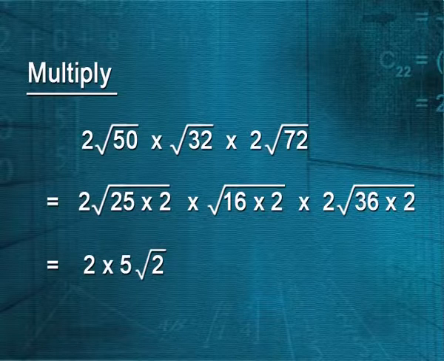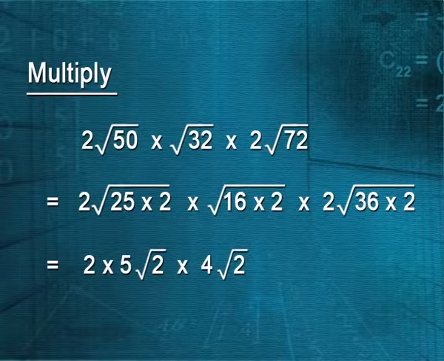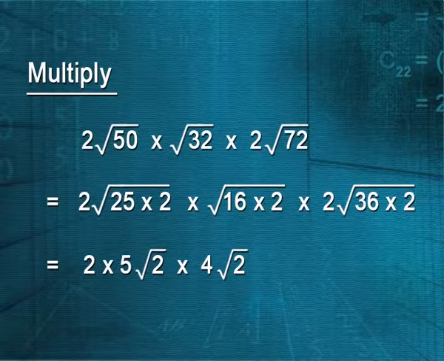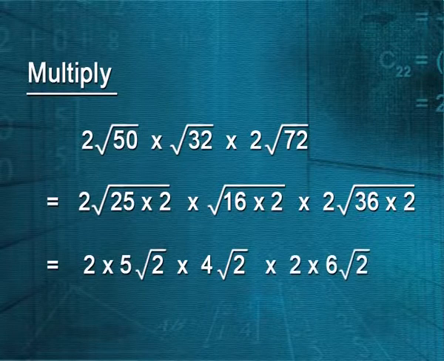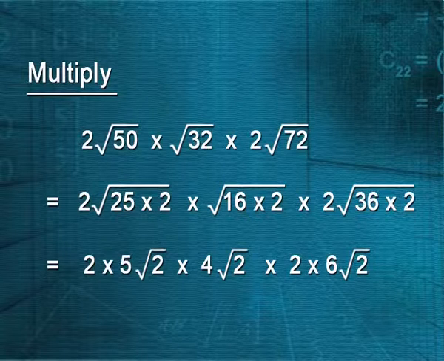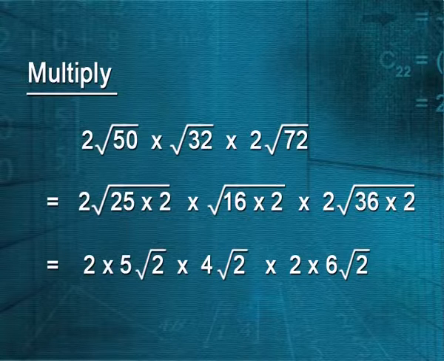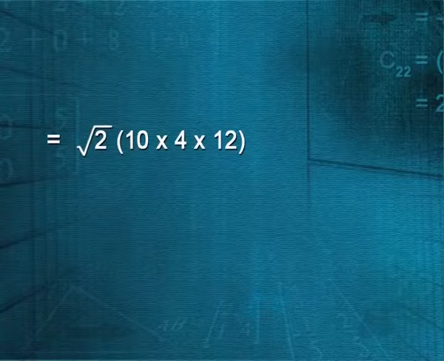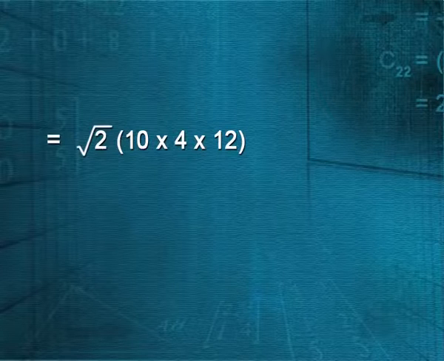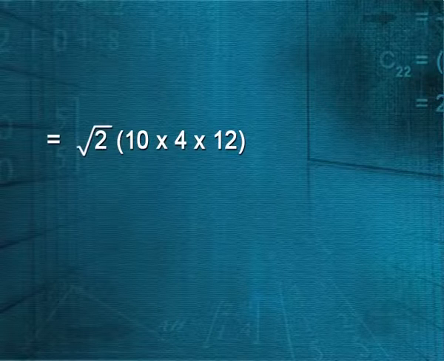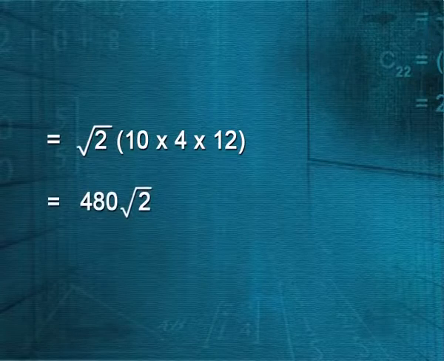Root 16 into 2 can be written as 4 root 2 because 4 is the square root of 16, and 2 root 36 into 2 can be written as 2 into 6 root 2 because 6 is the square root of 36. Now, in all the three surds, we find that the irrational factor is common, that is root 2. We take root 2 outside, and inside the bracket we are left with 10 into 4 into 12. When we multiply 10 into 4, we get 40, and 40 multiplied by 12 gives 480. Therefore, this is equal to 480 root 2.